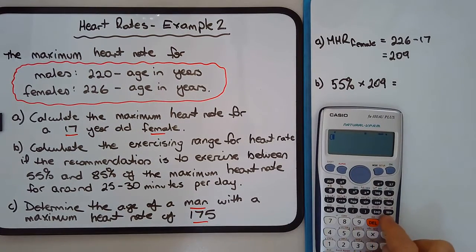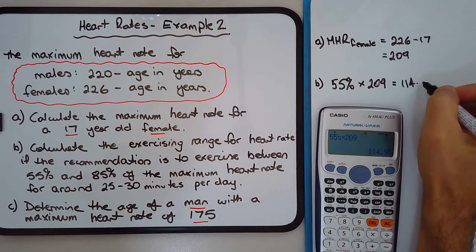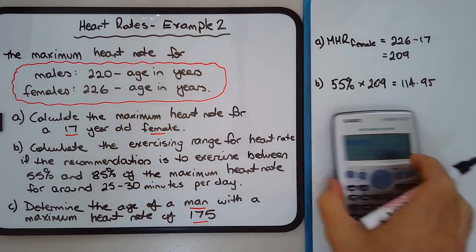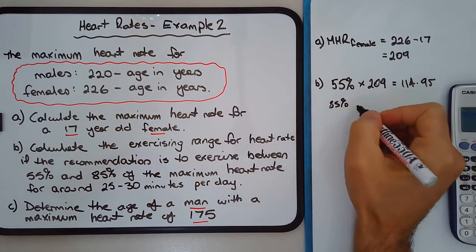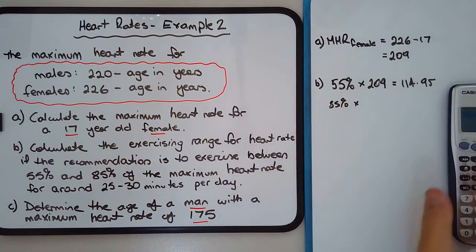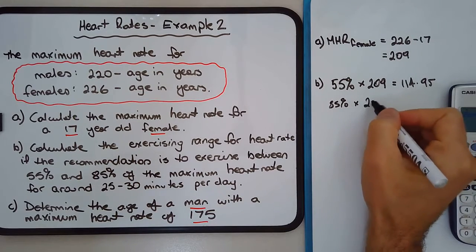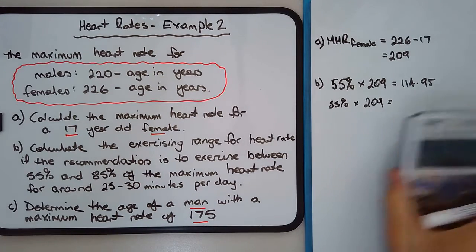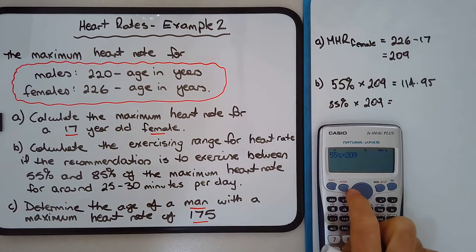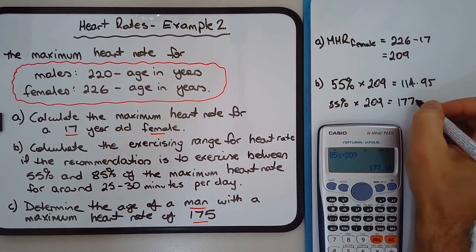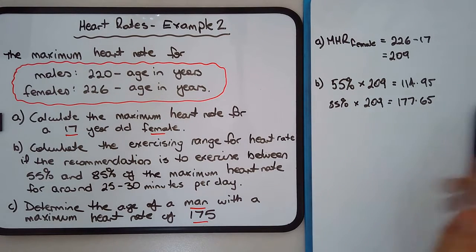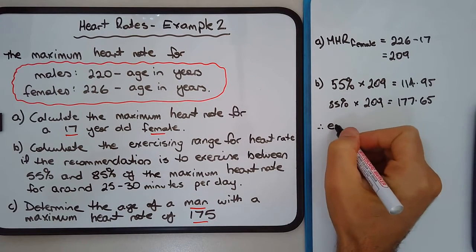Obviously you'll need your calculator for this one. So 55% times 209, and that's 114.95. So that's the lower range, and the upper limit of that range is 85% times 209. We can just scroll back here, and that's 177.65.